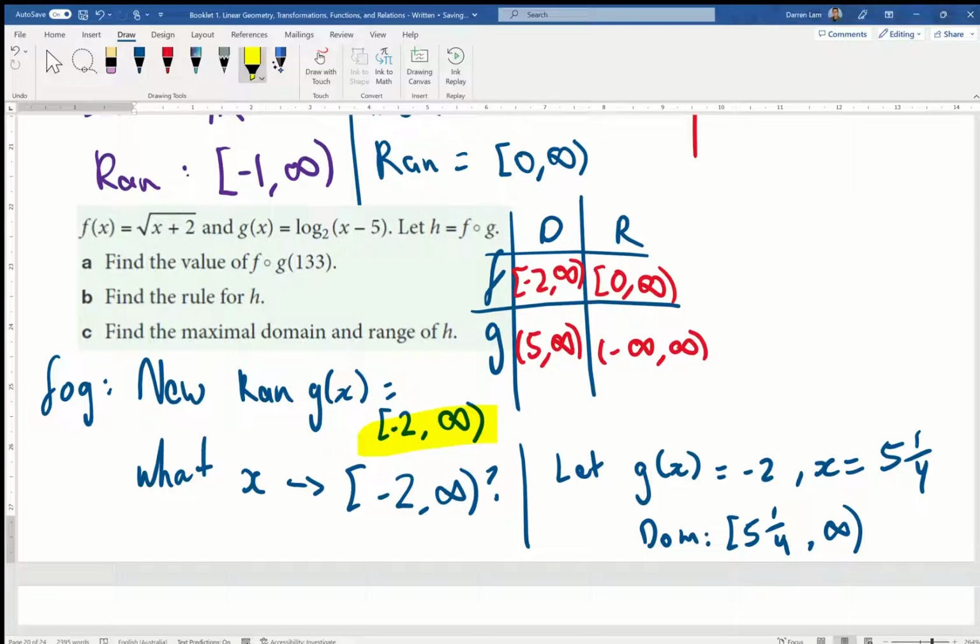Okay, this comes with practice. There is an example of this in the textbook. It just comes with practice. But the key part to remember is that the input of our outer function needs to align with the range of our inner function, because the range of our inner function is the output. Sorry, the range of the inner function is the input of our outer function.